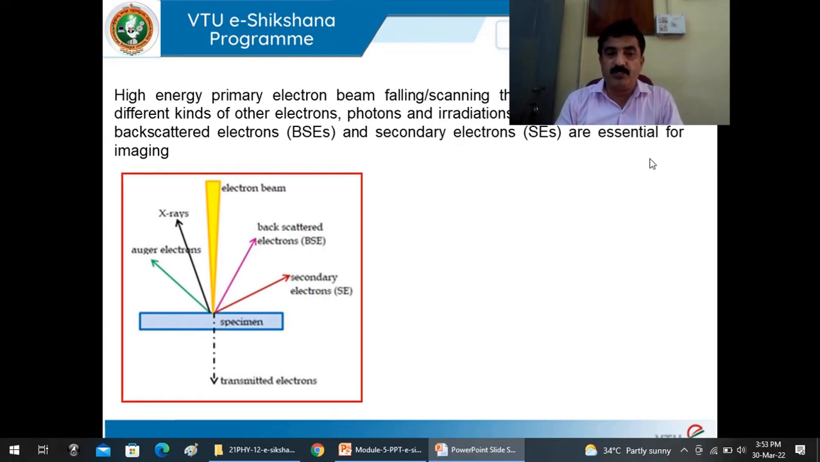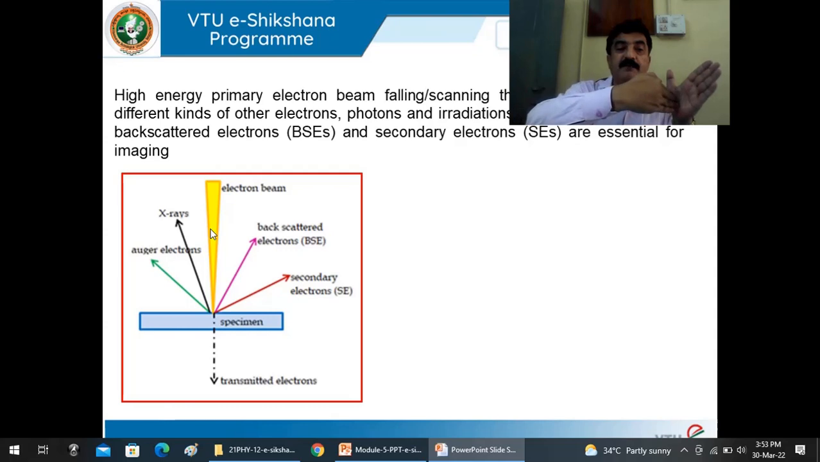See, I roughly show whatever it is happening here. This is the sample, and this is the primary electron beam falling. It is going to scan it. When it falls, electrons are ejected, that is secondary emission, and the incident electron beam itself is scattered, that is backscattering. The incident beam can produce X-rays, produce electrons, and can transmit through the specimen. So many things are happening.